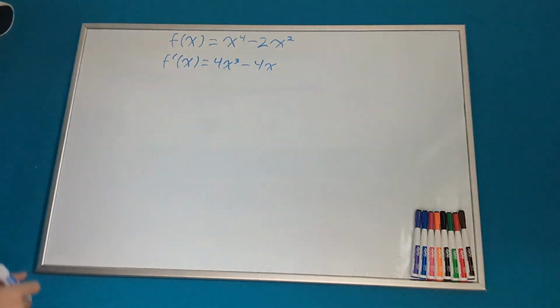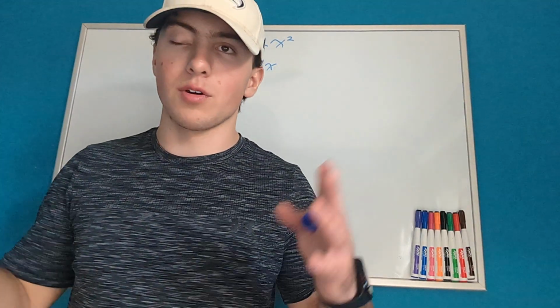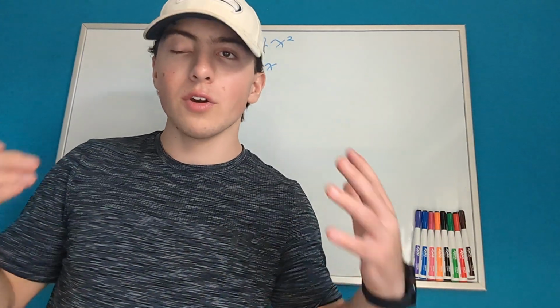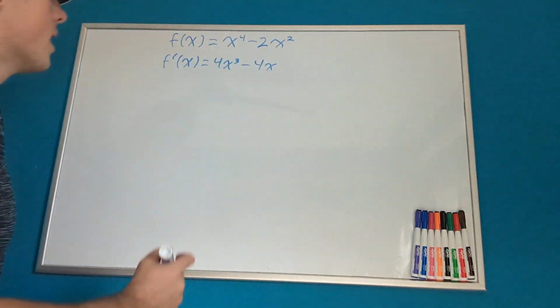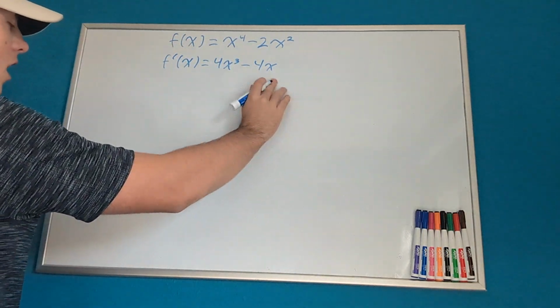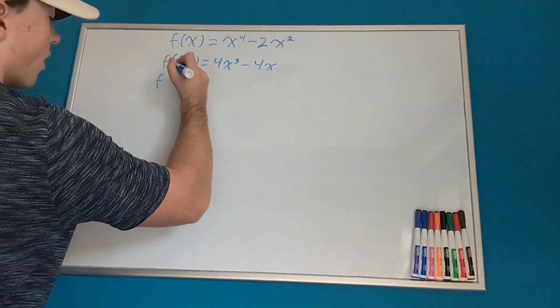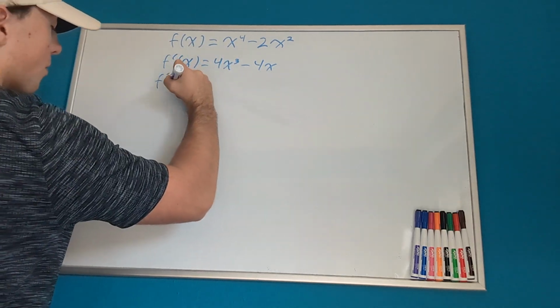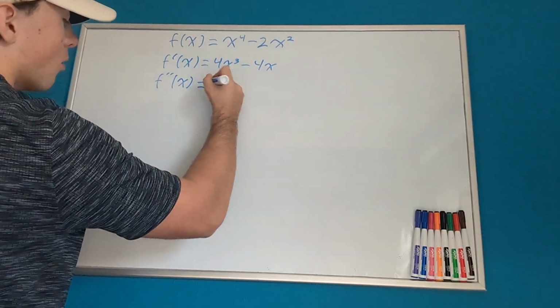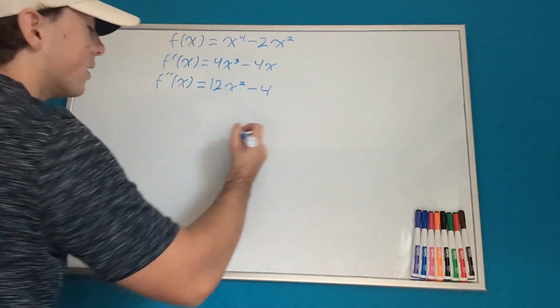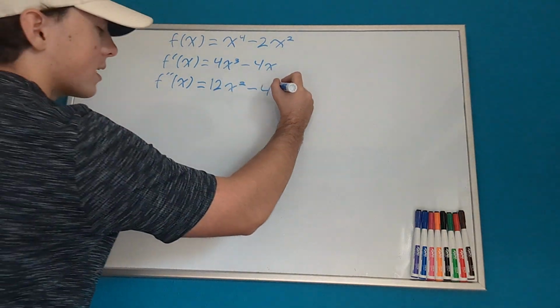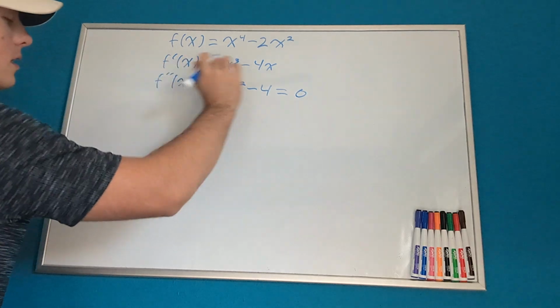That's our first derivative. In the past, we've set that equal to 0, set up the little intervals, and figured out the local minima and maxima. Now what we're going to do is take the derivative of the derivative, so we get f double prime of x, and that will equal 12x squared minus 4.